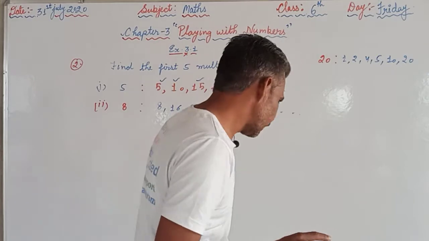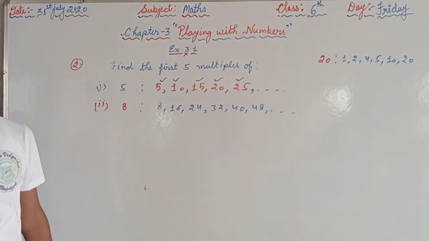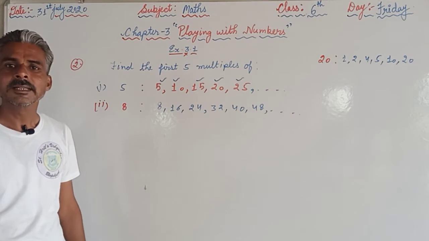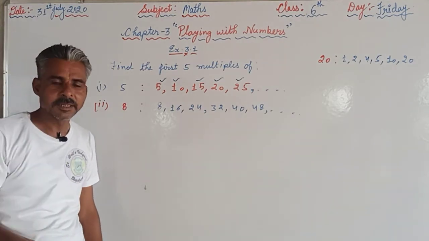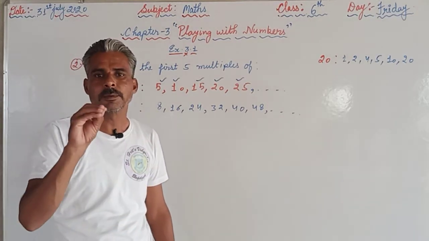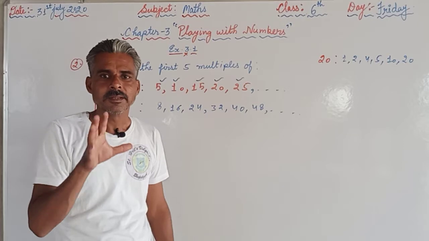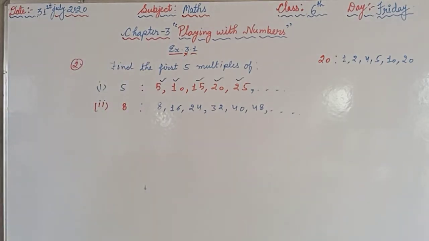If someone is asking to write 7 factors of 20, we cannot write 7 factors because there are only 6 factors. Here in the multiples we can write 5 multiples, 10 multiples, 50 multiples. However many multiples are required, we can write that number of multiples of a given number. These are the differences between factors and multiples.